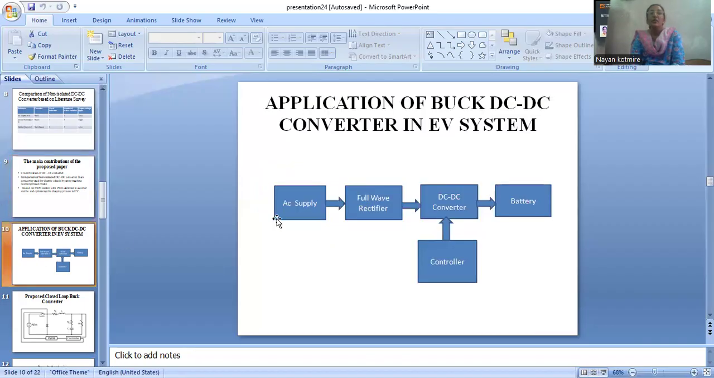This is the application of this converter in an electric vehicle system, which consists of an AC supply, full wave rectifier, DC converter, and battery. There is use of a controller for the DC converter. A machine learning based approach is used for the proposed battery charging system by using the buck converter.